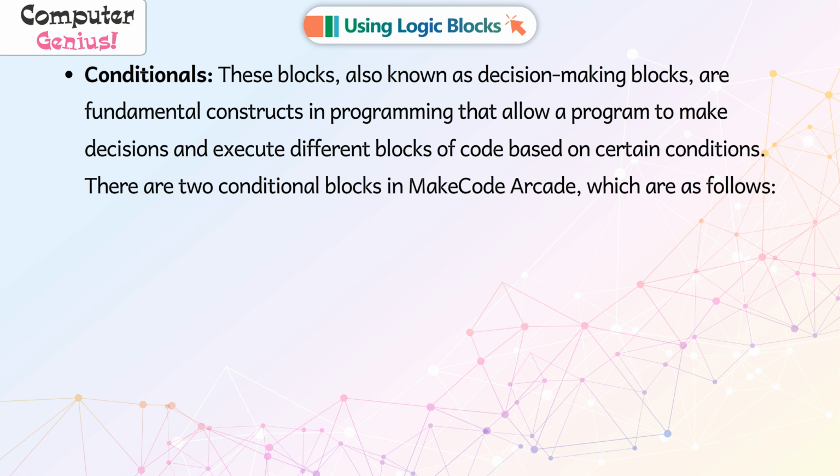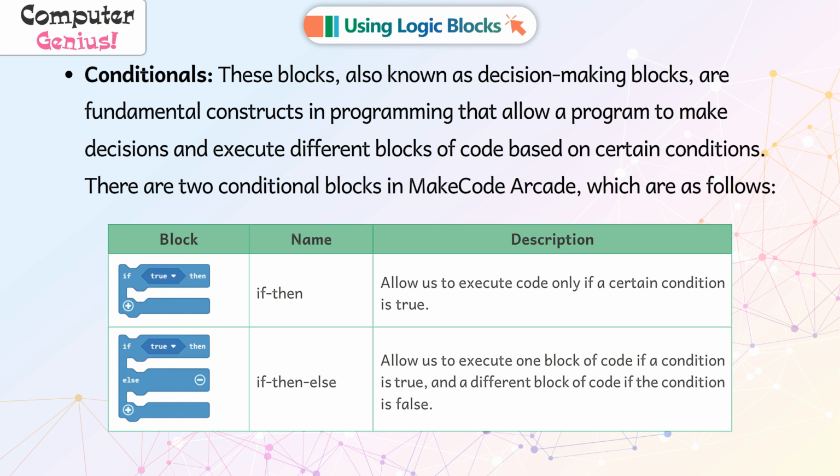Conditionals. These blocks, also known as decision-making blocks, are fundamental constructs in programming that allow a program to make decisions and execute different blocks of code based on certain conditions. There are two conditional blocks in MakeCode Arcade which are as follows.